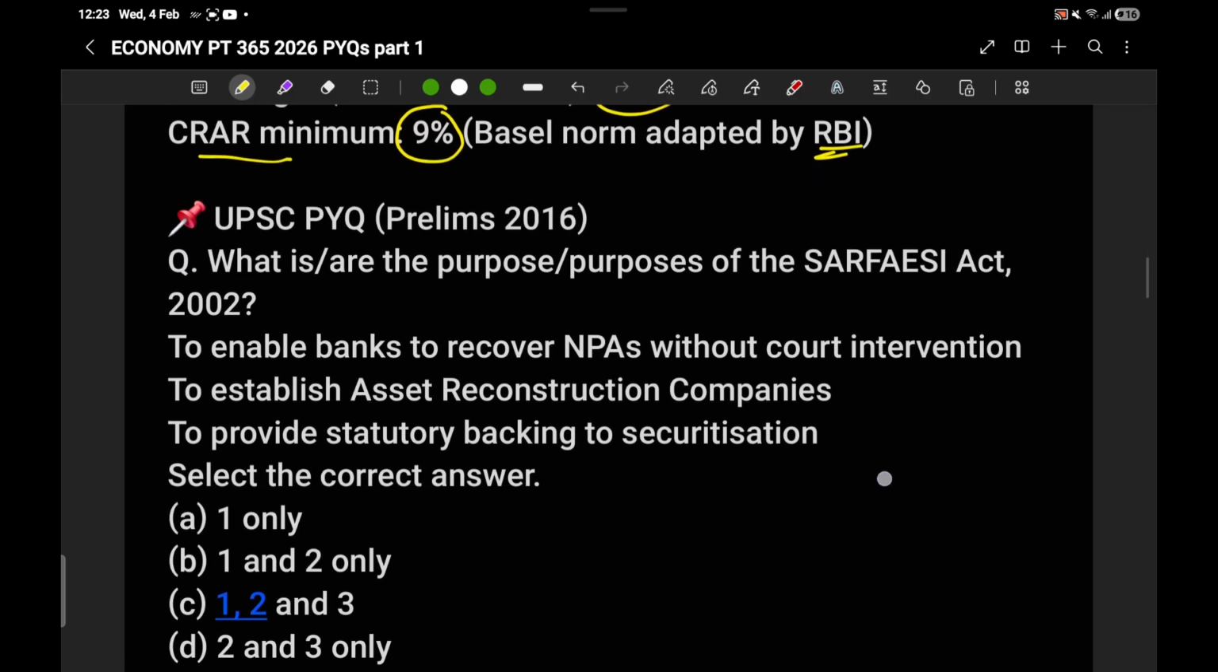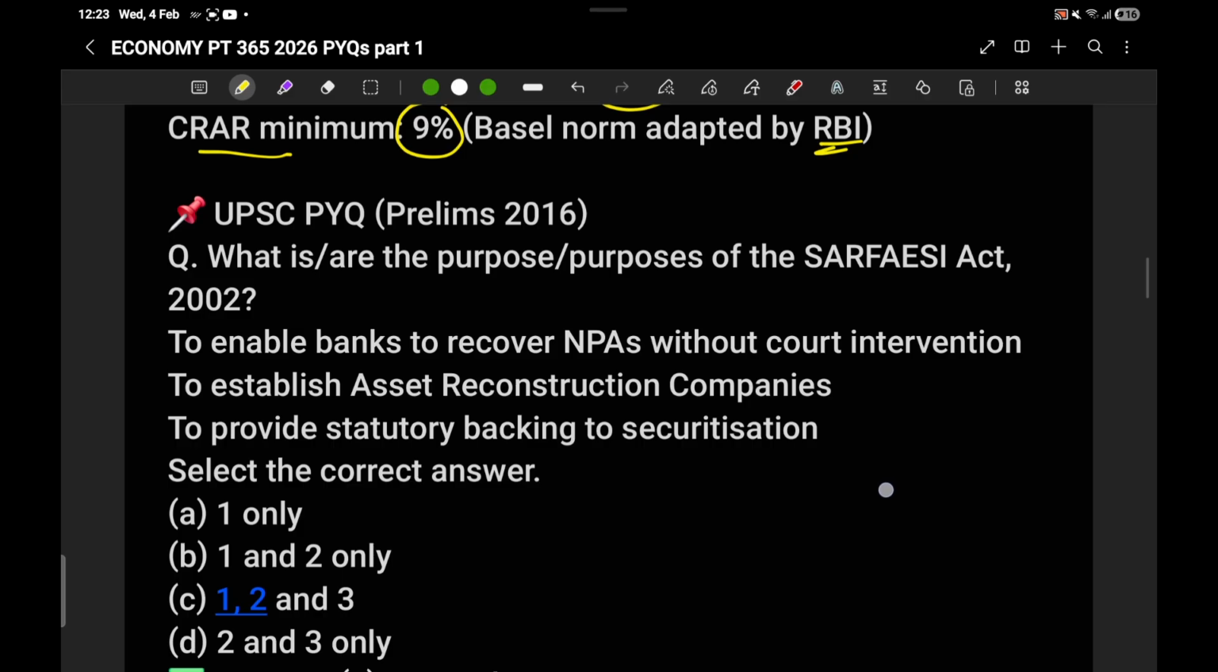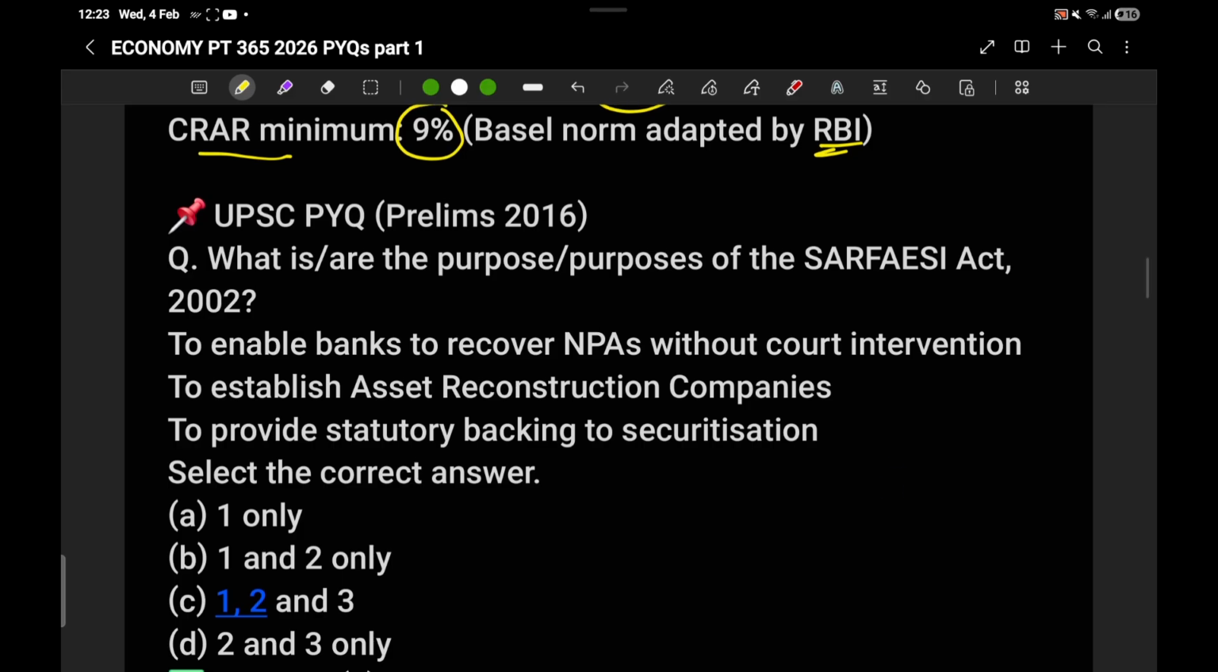See, you can understand how the current affairs are integrated to the static, and they are asking the questions in the previous year questions. Prelims 2016 question. What is or are the purpose or purposes of SARFAESI Act? Yesterday we have learned it, SARFAESI Act. Okay, now let's solve.